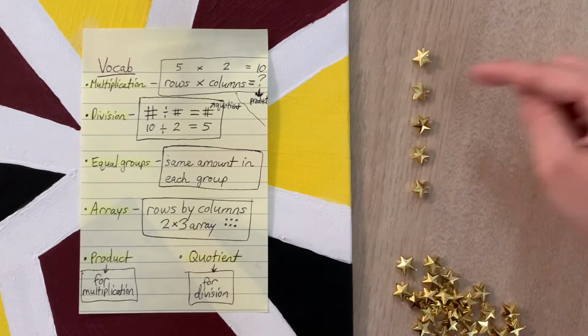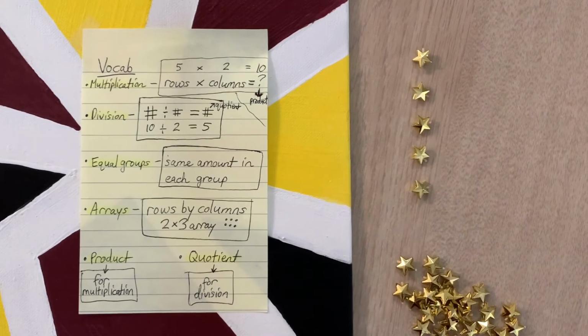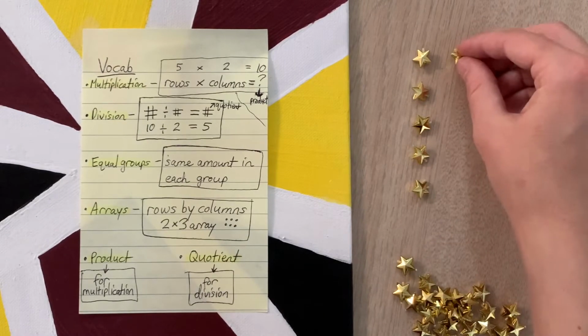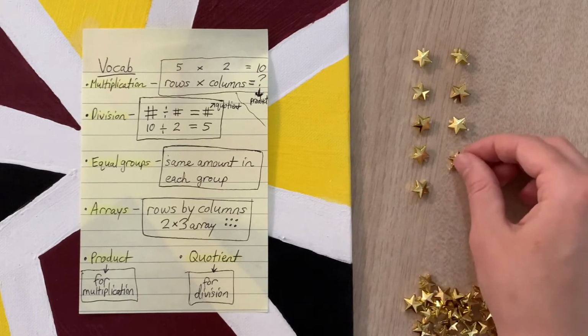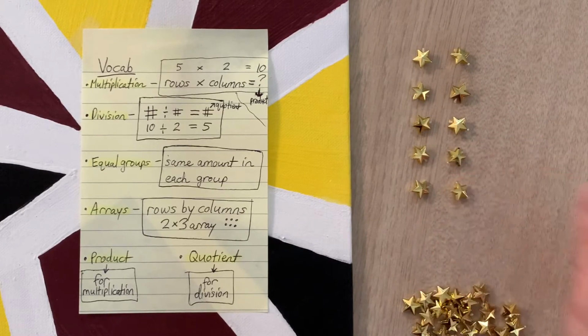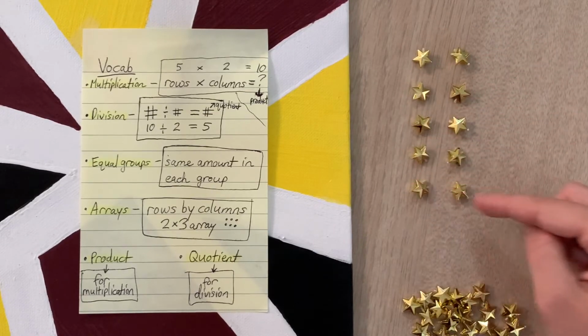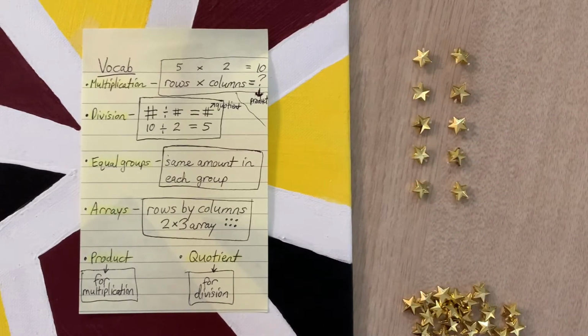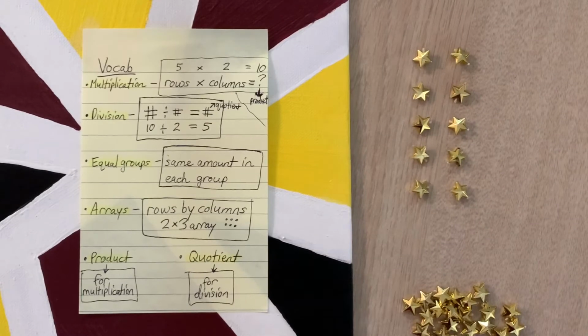So I've got 1, 2, 3, 4, 5 rows, because rows are horizontal, going left and right. And then I need 2 columns, so I'm going to make a second column that also has 5 stars. So again, I have 5 rows, 1, 2, 3, 4, 5, and now I have 2 columns. Columns are vertical, so going up and down. So 1, 2 columns.